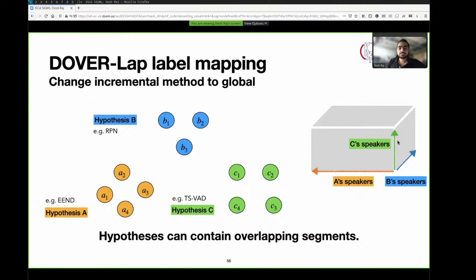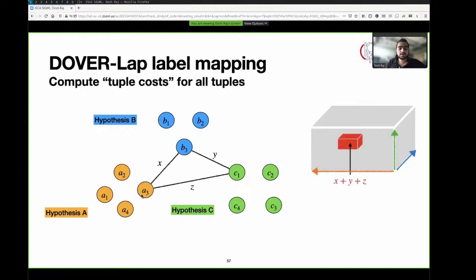What we do is we construct a tensor with as many dimensions as there are hypotheses. And each dimension denotes the number of speakers in that hypothesis. So for example, in this case, this axis denotes A speakers, this denotes B speakers, and this denotes C speakers. Then you can imagine that any cell in this tensor would correspond to a tuple, which is formed by taking one speaker from A, one speaker from B, and one speaker from C. So this cell in this tensor corresponds to this tuple.